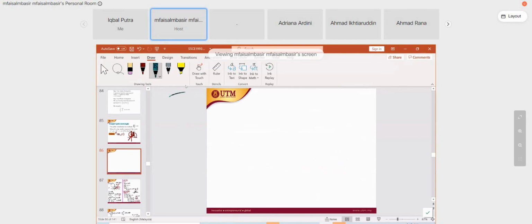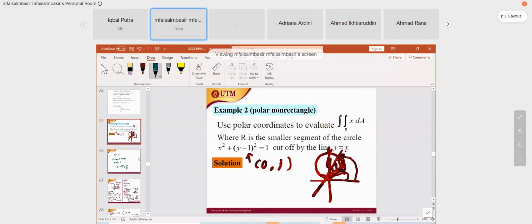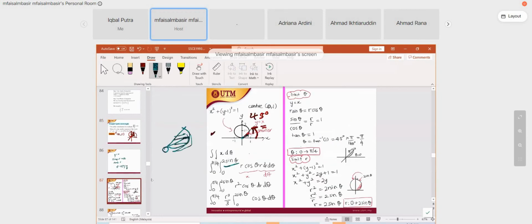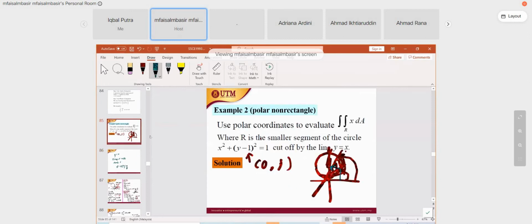Okay. You have y equals x. So this is r sin theta, r cos theta. So this is tan theta equals 1. Theta is 45 degrees or pi over 4. So pi over 4 is this until here. Okay. Done.